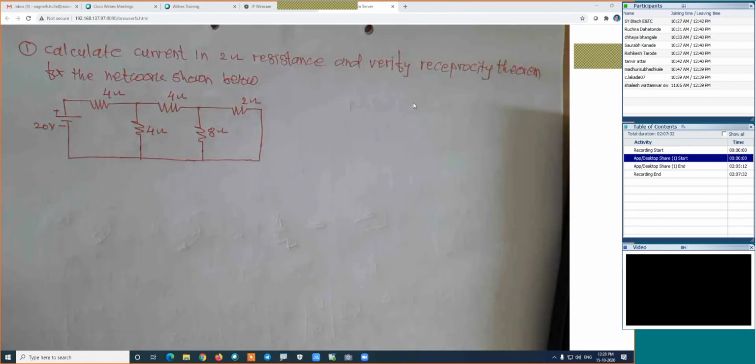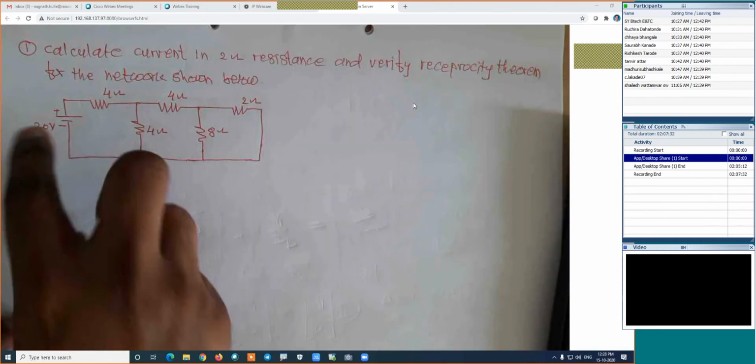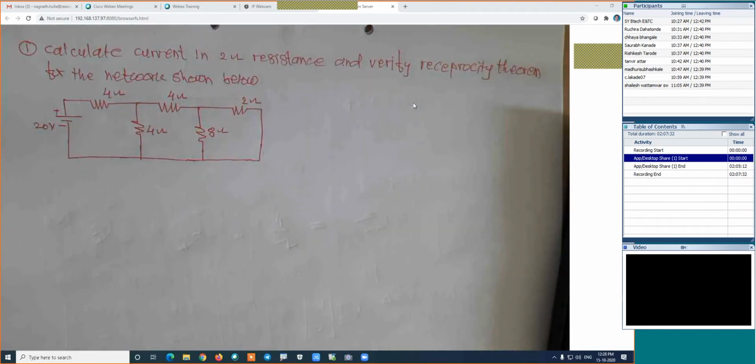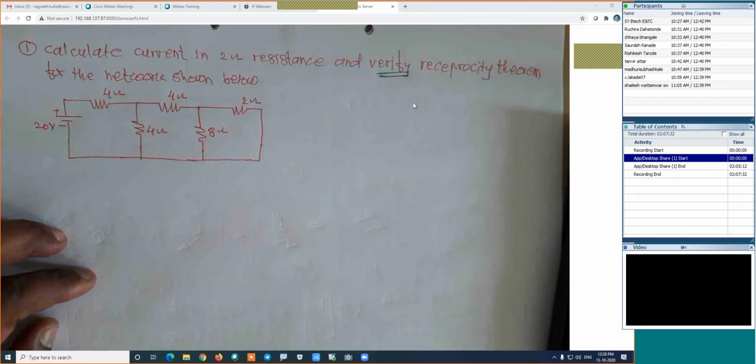Then, in case 2, take this source here and calculate the current here by changing the positions of V and I. And check the ratio. That ratio must be the same. Means we are going to verify this reciprocity theorem. This we are planning to verify.